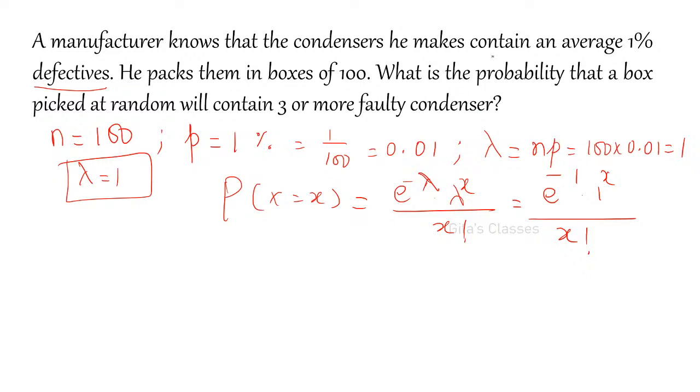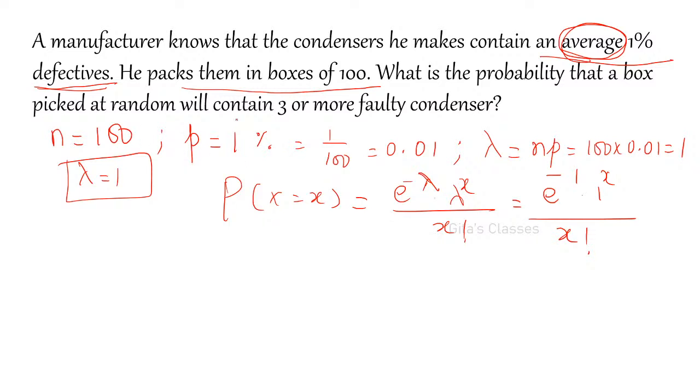See, it contains an average of 1%. In the place of p, you can find it is 1 by 100, or from the statement itself you can find the average is 1%. So directly lambda is equal to 1 also you can take, no problem. Because they have given that they pack them in boxes of 100. So n is 100, p is 1%.